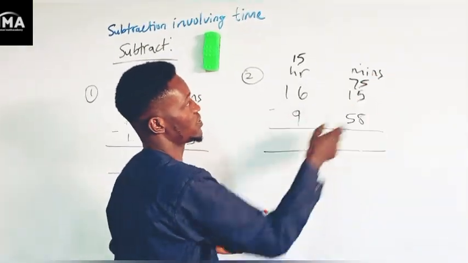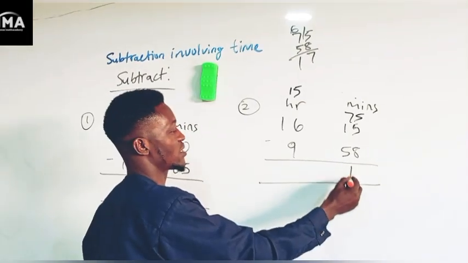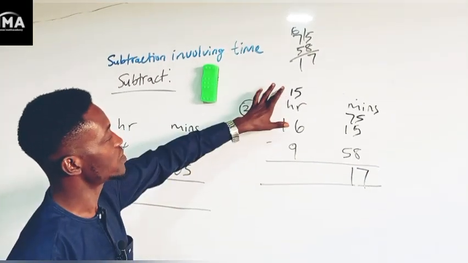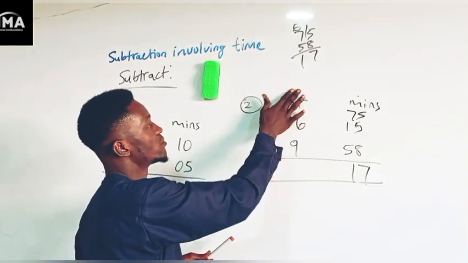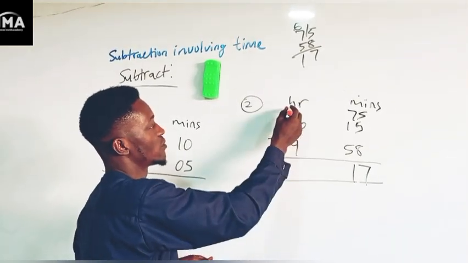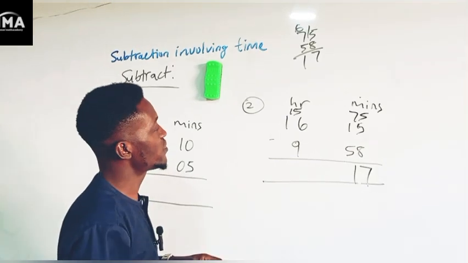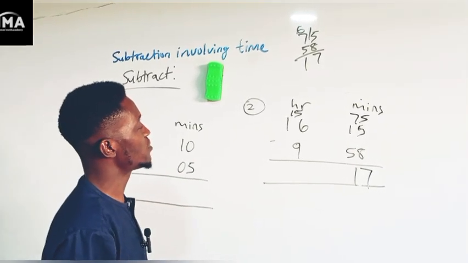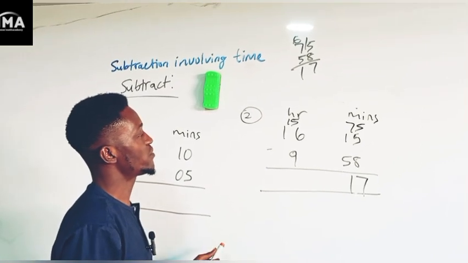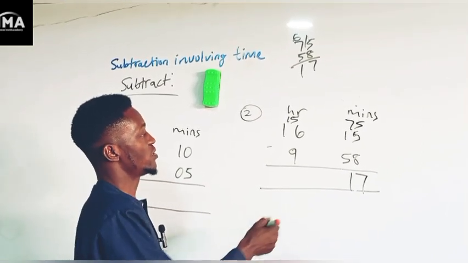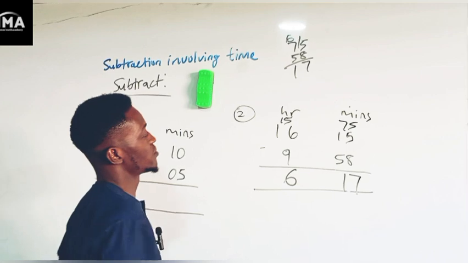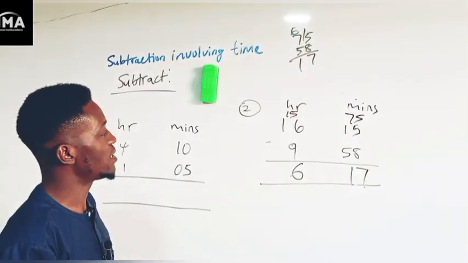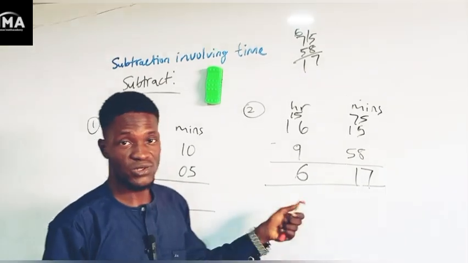So 75 minus 58 is 17. And here is 15. Let me write the 15 here. So 15 minus 9, what do you get? You have 6. So this is basically the answer to this question number 2.